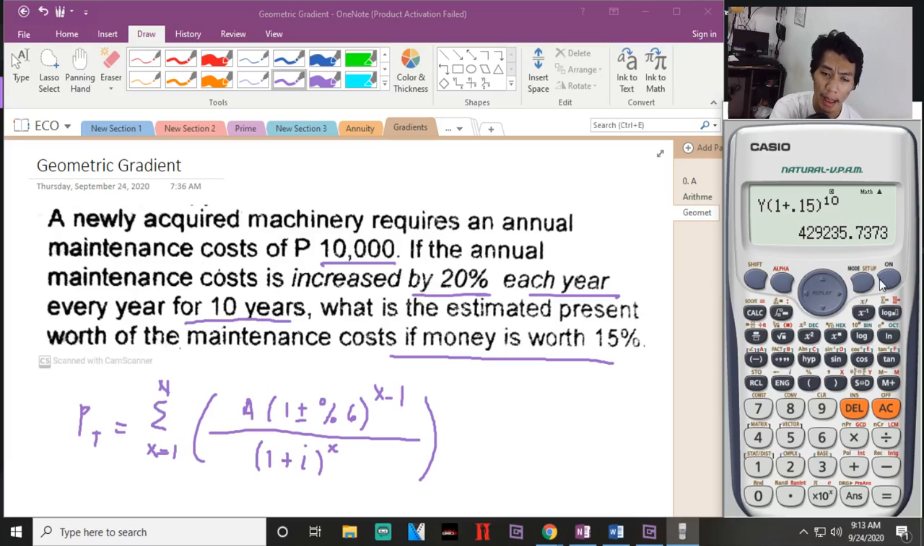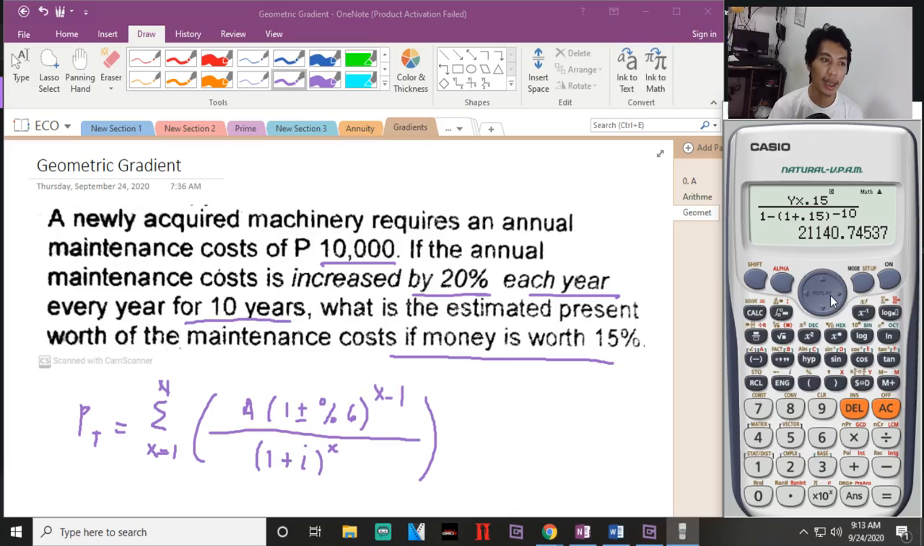Nahanapin naman natin yung equal payments of the gradient. Okay? Hanapin natin siya. So, meron kang alpha y times yung interest rate na 0.15, and then you will divide it by 1 minus 1 plus 0.15 raised to negative 10 in 10 years. That is the equal payments every year in 10 years. Okay? Now, that is geometric gradient. That will be the discussion for today.